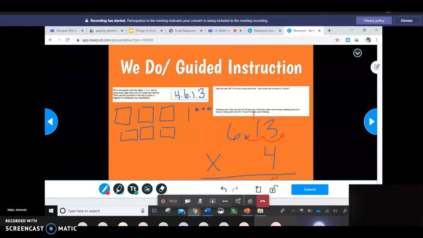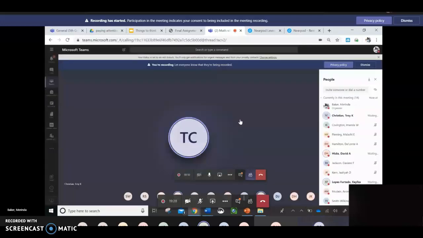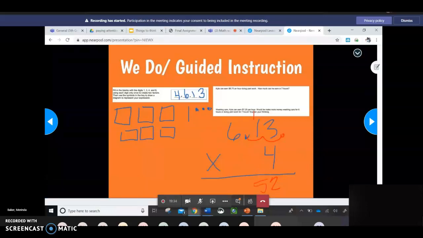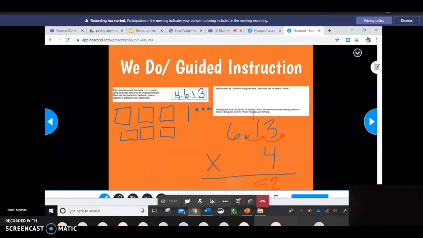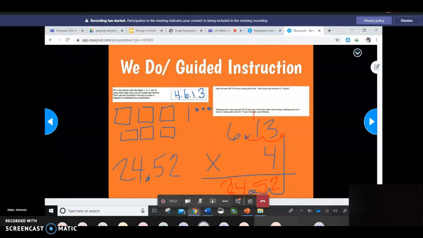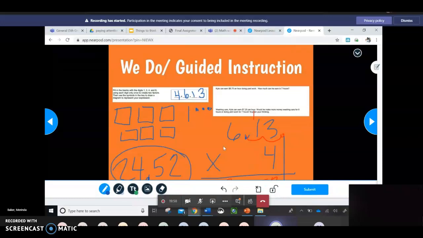1 times 4 is 4, and 4 plus 1 equals 5. And 6 times 4 equals 24. But we still have to come back and move that decimal 2 times over. So 1, 2. So our final answer is 24 and 52 hundredths. Okay, so I just wanted to review that multiplying decimals before we go into our lesson for today.